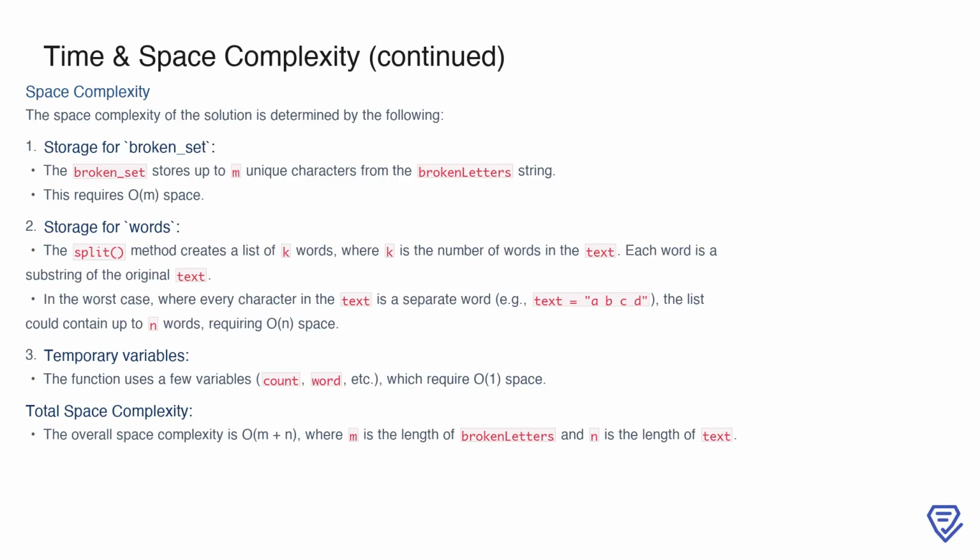Additionally, the algorithm uses a few temporary variables, such as count and word, which require O(1) space. Combining these factors, the total space complexity is O(m + n), where m is the length of broken letters and n is the length of text.